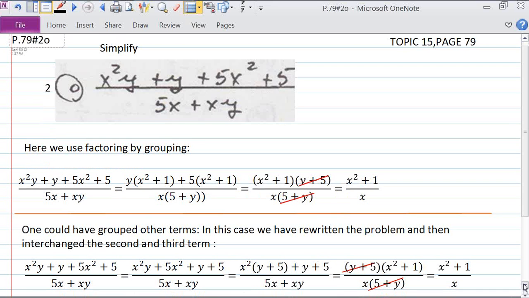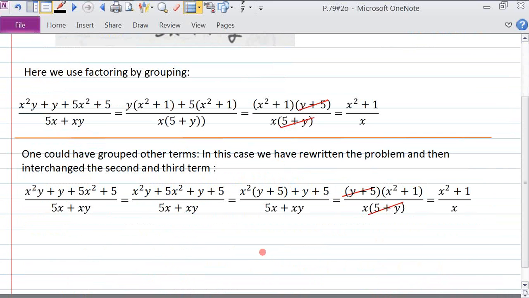Now, you'll see that over here, I'm just going to interchange. I'm going to rewrite the problem. So I've rewritten this here, and I'm going to get this here so that this term goes here and this term goes there. So I've interchanged the second and third term, and you see now I do factoring of the first two here. I can take out x squared from these two terms. So I factor these terms.